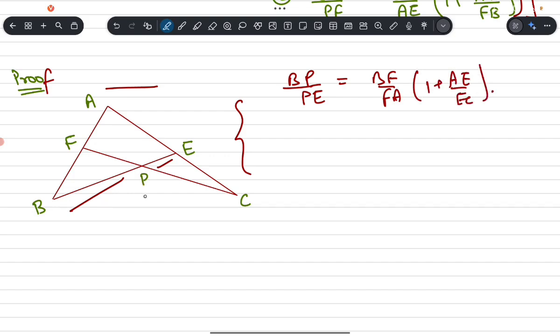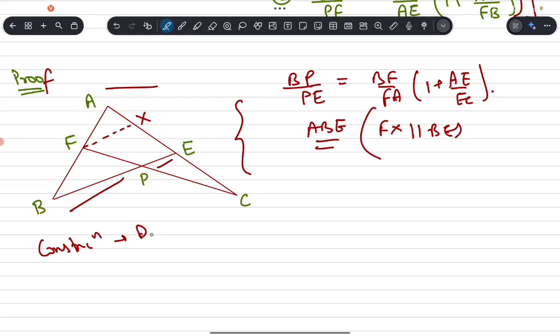So I need to find similar triangles. What I'll do is, I'll do a bit of construction here. I'll make a line parallel to this. Alright, I'll call this X. Sweet. Now I have a lot of things. What do I have? I have in triangle ABE, FX. By construction, I have drawn FX to be parallel to BE. Let me just write it here. Construction, draw FX parallel to BE.